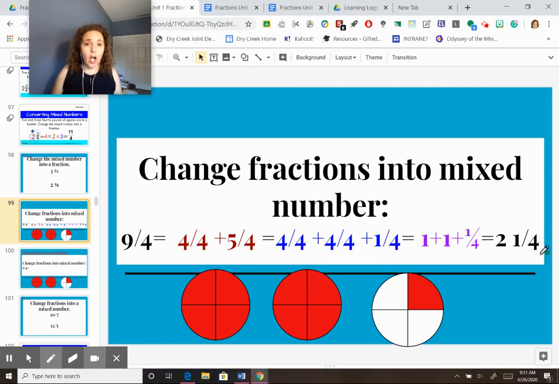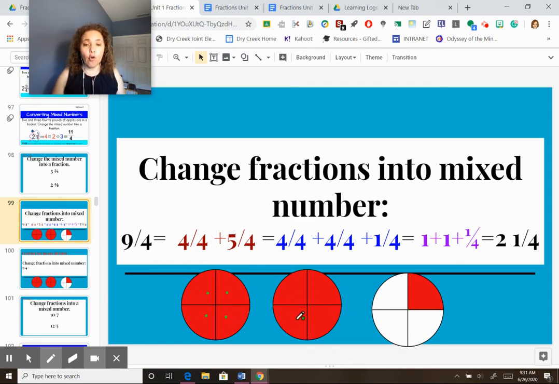I can also draw a picture, okay? So I know that I'm dealing with fourths, so I can draw my picture and cut it up into fourths. And I know I need 9 of them. This gives me 1, 2, 3, 4. That's not enough. I need 9, so I got to keep going. I draw another circle, break it up into fourths.